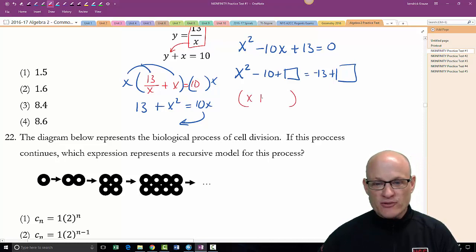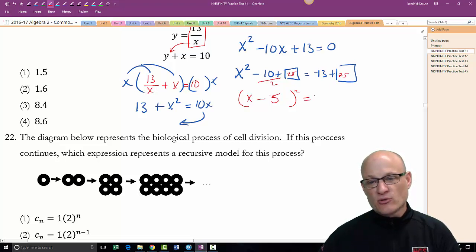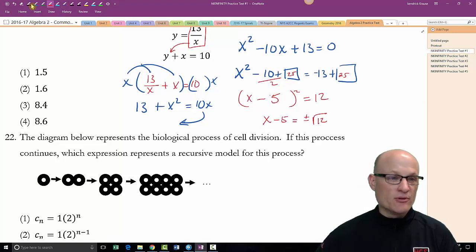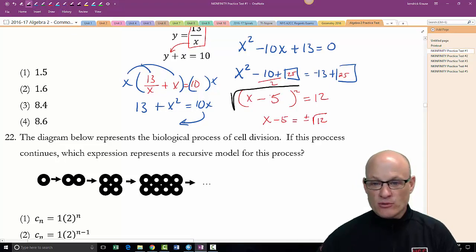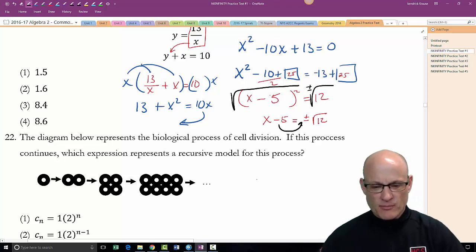This gives me x minus 5 squared. Why is it minus 5? It's half of whatever that is, squared. Well, if I square that, I get 25, and I'm going to put a 25 over here. So this equals, what, 12? So x minus 5 equals plus or minus the square root of 12. Because remember, you have to take the square root of both sides, and when you take the square root, don't forget to put a plus or minus. And then this 5 comes here and goes right in the middle.